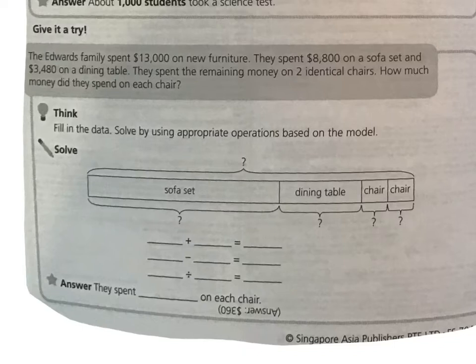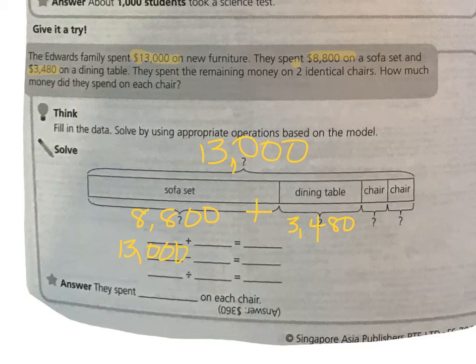And a lot of times what I encourage kids to do is highlight the numbers just so they pop out. So the total I see is 13,000. That's a lot, but I won't judge. The sofa set is 8,800. The dining table is 3,480, and we're looking for the chair. So we are going to add these two, 8,800 plus 3,480, and then we're going to subtract it from the whole.